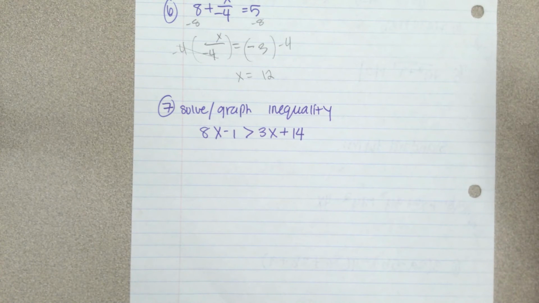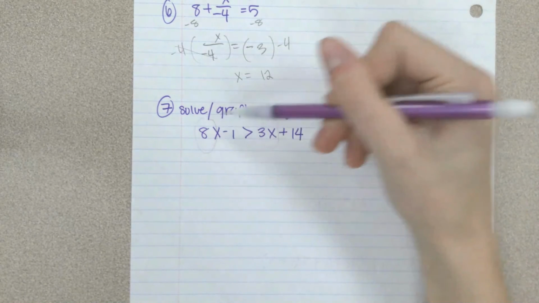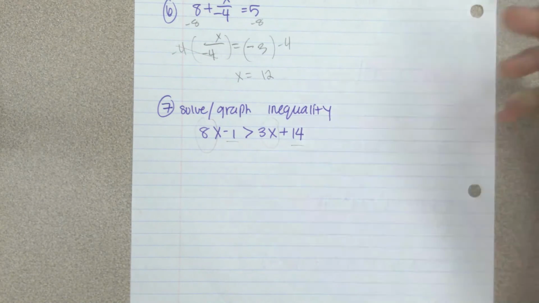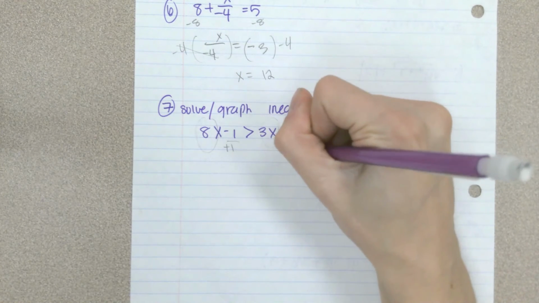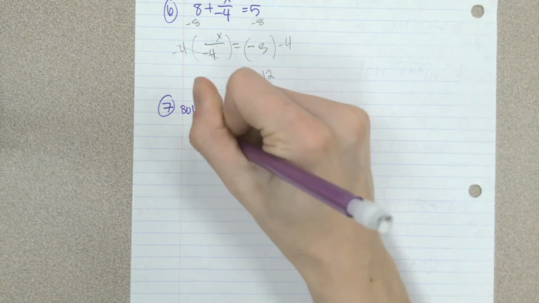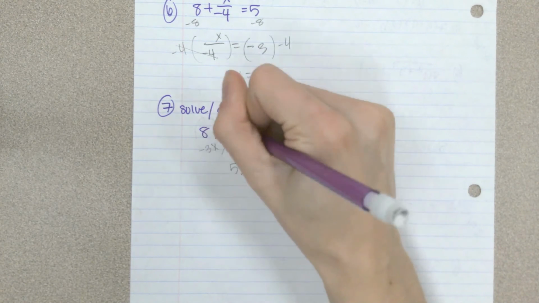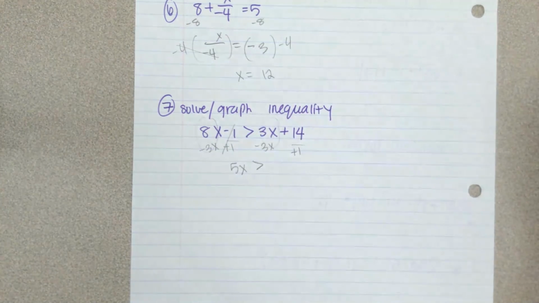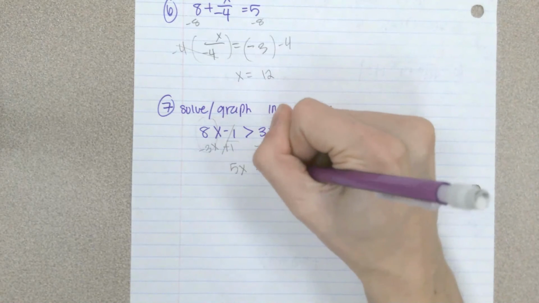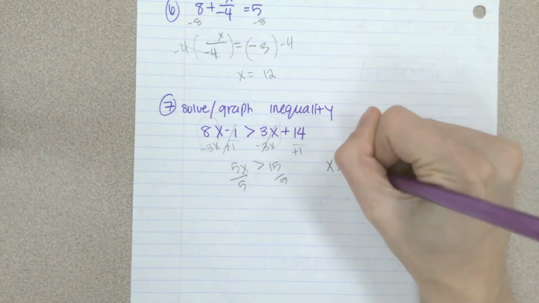Solving and graphing the inequality. Once again, we want our like terms together, so we want 3x and 8x together, and then we want -1 and +14 together. I'm going to go ahead and add 1 over and subtract 3x over. So 8x minus 3x is 5x. This goes away. 5x is greater than, that went away. 14 plus 1 is 15. Divide by 5. And we get x is greater than 3.